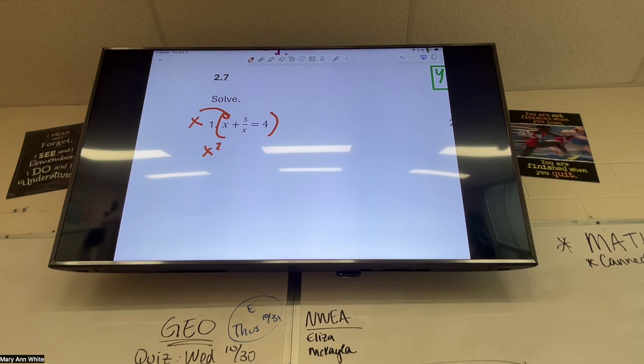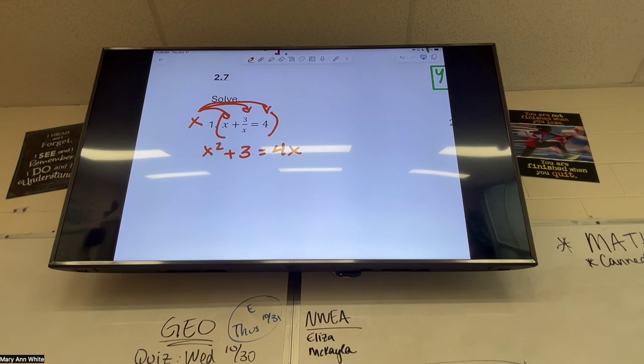So x times x is x squared. X times 3 over x. The x's cancel, so I just get 3. And then x, the one thing people forget is multiply x times 4, and that gives me 4x. So make sure every single thing gets multiplied.